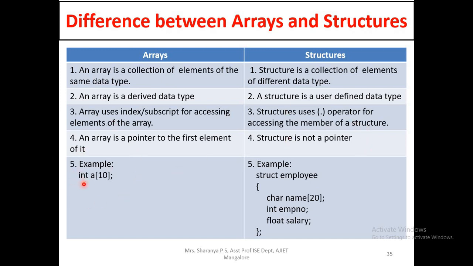And if we look at the example, this is how an array is defined: int a is the array name and 10 is the allocated memory for this array. Whereas in a structure we have to make use of the struct keyword, then the tag name or structure name, and then define the structure members. Along with that we use opening and closing braces, clubbing together all these different data types, and we close the closing brace with a semicolon. This is the major difference between arrays and structures.